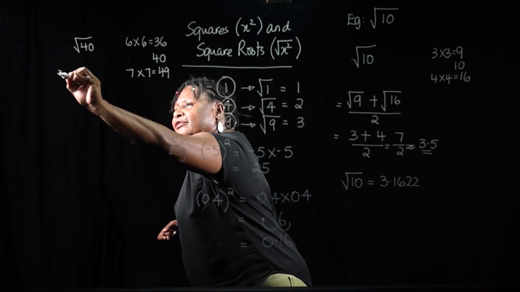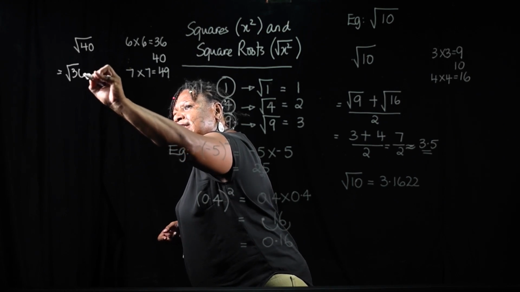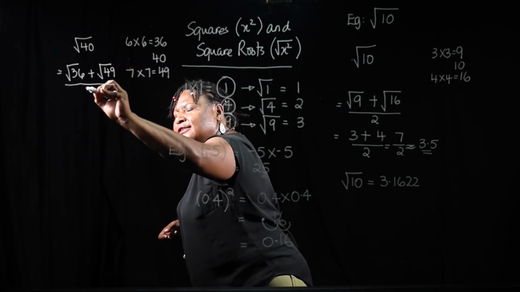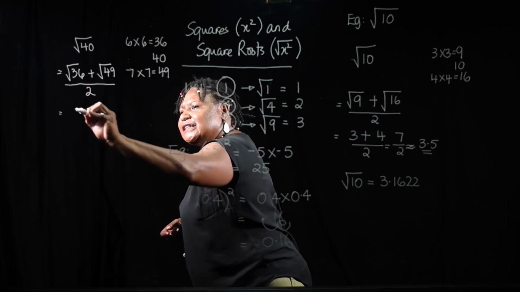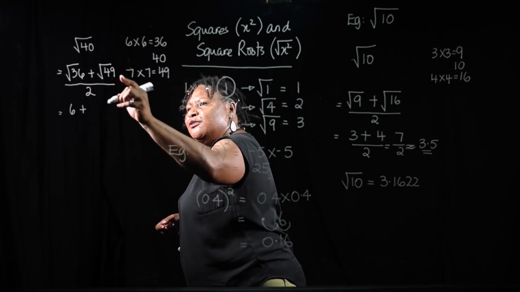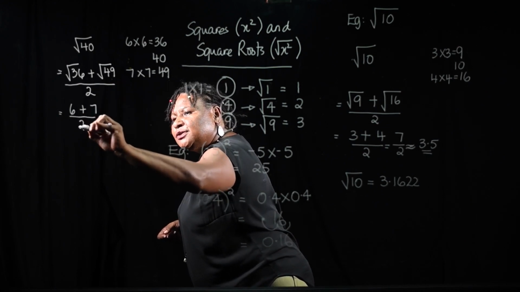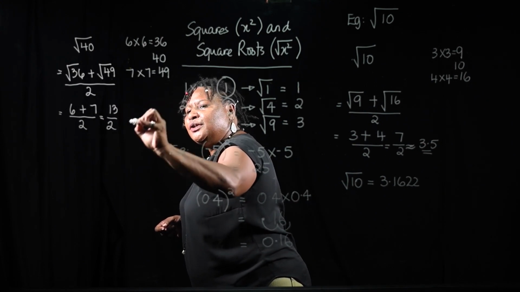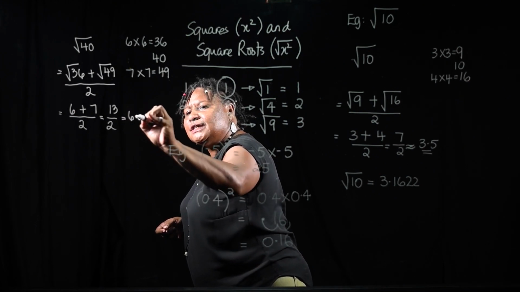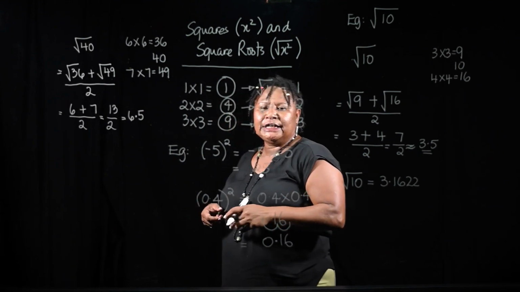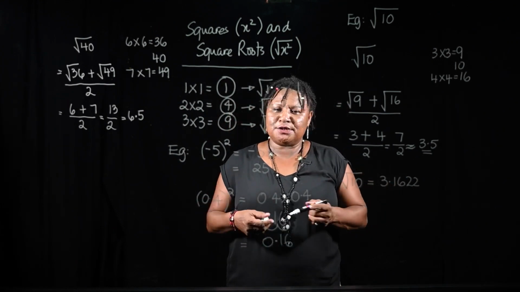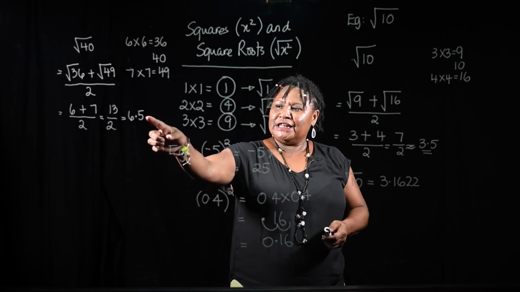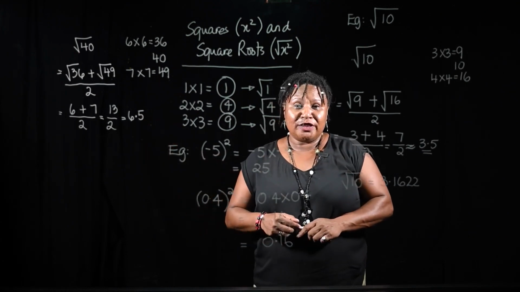Let's go back here. Find the square root of 36 plus root of 49. Then divide by 2. Okay, root of 36 is 6 plus the root of 49 is 7, divided by 2. Okay, 6 plus 7 is 13, divided by 2, which is equal to 6.5. Okay, now again, if you have access to a calculator, make sure you use it to find the root of 40, and your answer should be very close to the estimate we have here on the board.